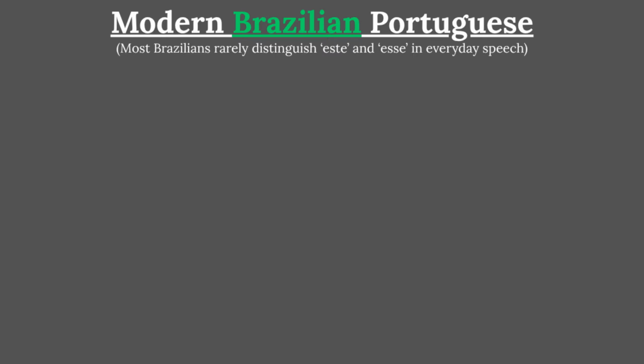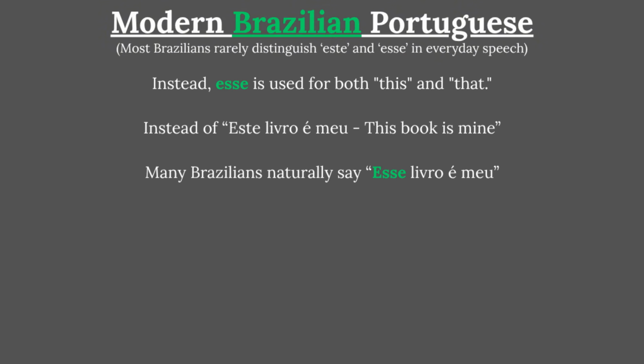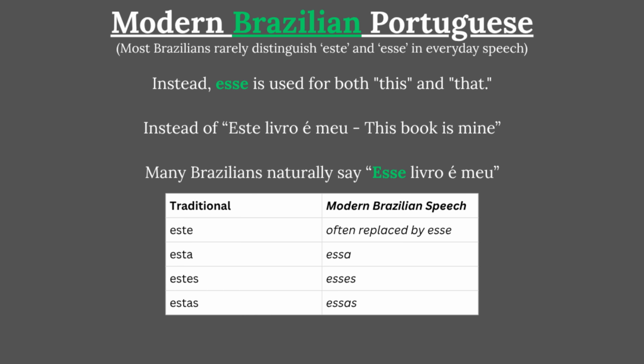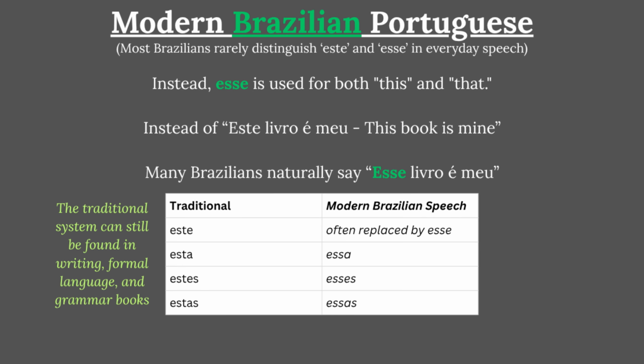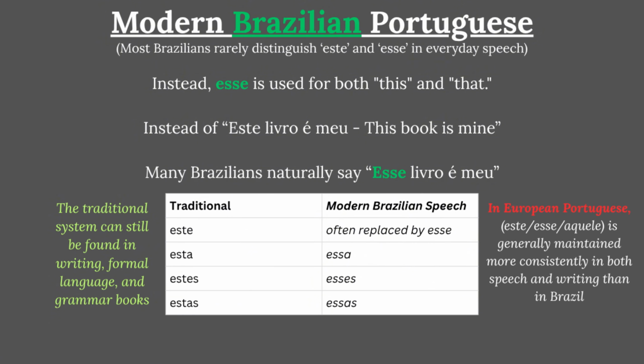Moreover, in modern Brazilian Portuguese, many speakers use esse for both this and that in everyday speech. For instance, instead of saying este livro é meu, it's natural to say esse livro é meu. Still, it's worth knowing the traditional system in Brazil, because you can find it in writing and formal language. On the other hand, European Portuguese uses the three-way distinction, which is generally maintained in writing and speech in Portugal.